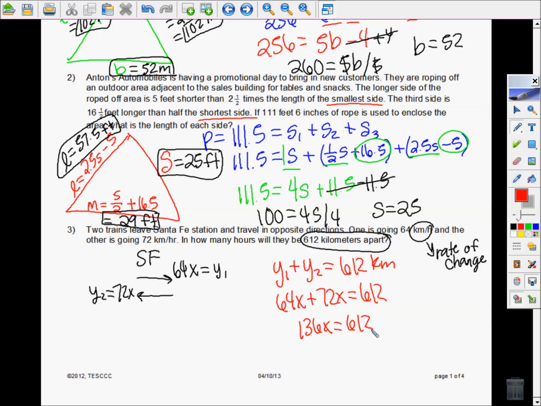I don't know, calculator. What would I do? 612 divided by 136 is 4.5. So it would take how many hours? 4.5 hours for these two trains to be 612 kilometers apart. That's easier than I thought.